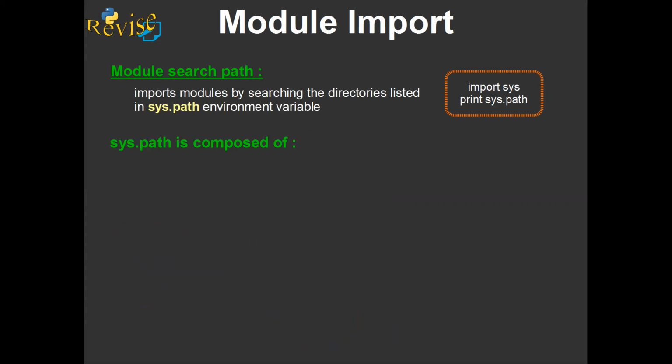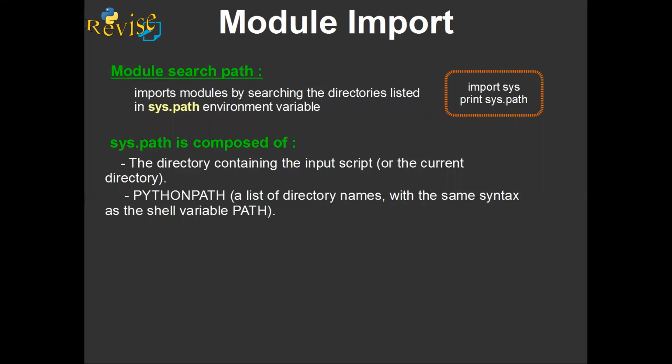So what is there in sys.path? First, the current directory, the current working directory of the module you are in. Then the PYTHONPATH variable.